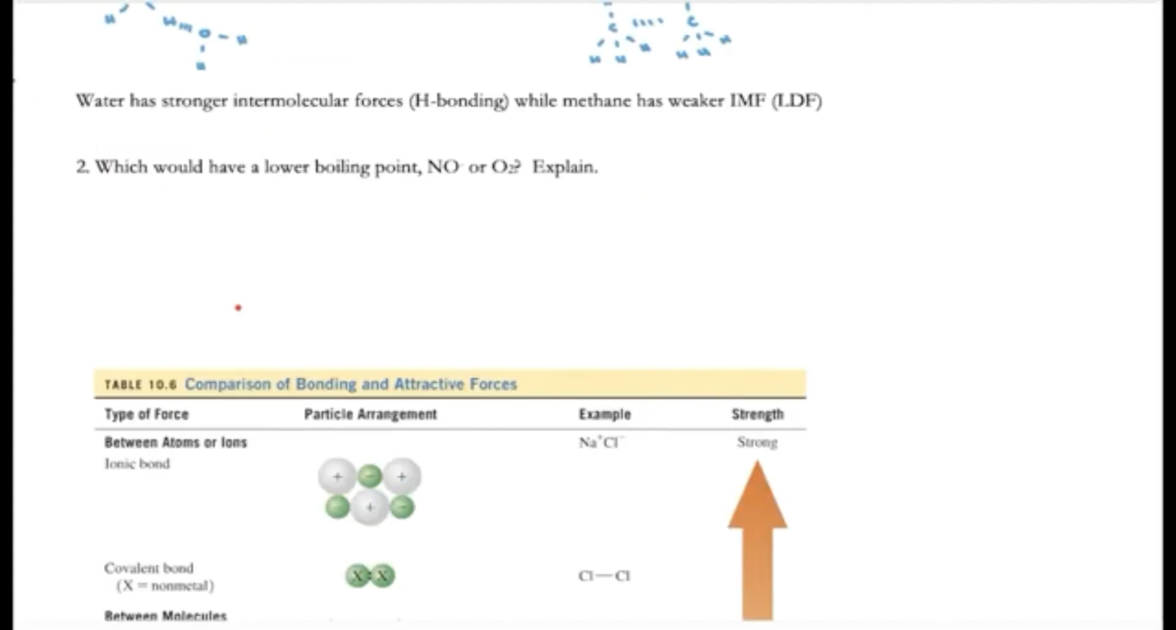All right, which would have a lower boiling point? NO minus, O2. The first thing I have to do is draw the Lewis structure. So NO minus, when I draw it, nitrogen has 5 valence electrons, oxygen has 6, but it's got a minus charge here, so it's got a total of 12 valence electrons. When I draw this, I'm using too many valence electrons, and so what that tells me is I'm going to need to use a double bond.